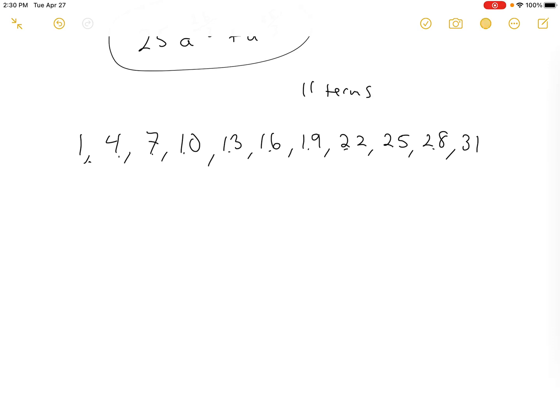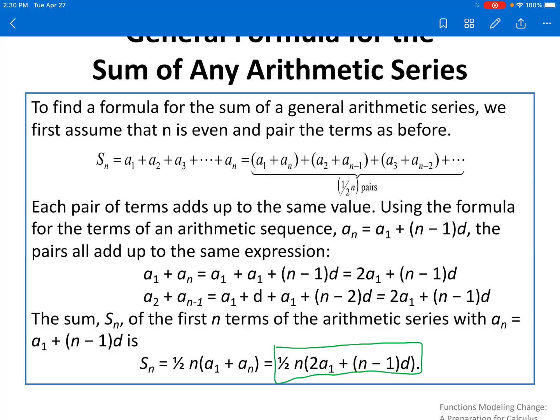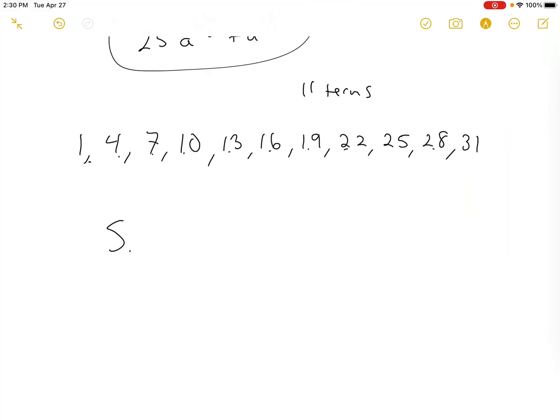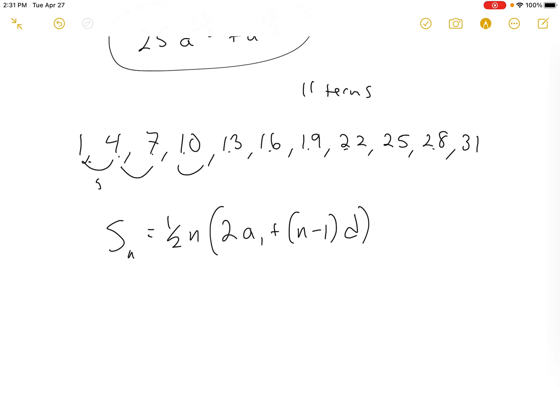Okay? So remember, our formula was 1/2 n. The sum is 1/2 n times 2 times the first term plus n minus 1 times the common difference. Now you can add all these up if you want. Let's do it by hand. 5 plus 7 is 12. 12 plus 10 is 22, 35, 51, 70, 92, 117, 145, 176 if my math is correct.